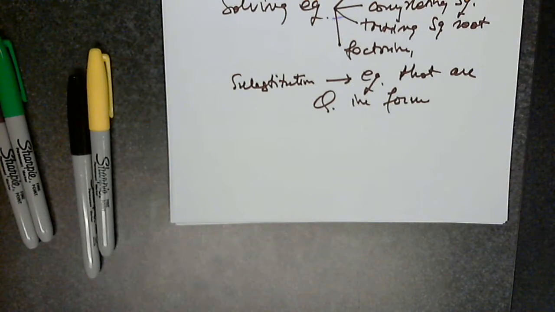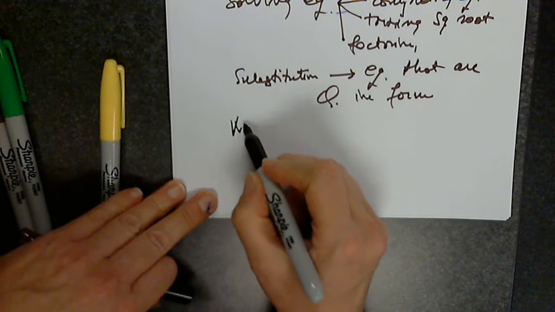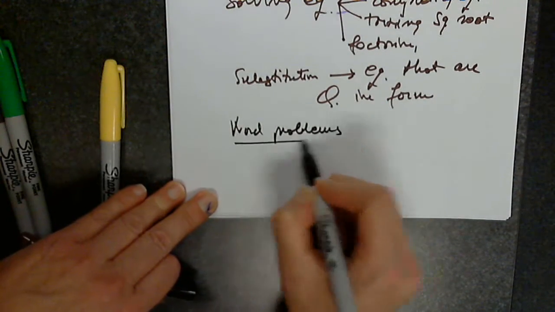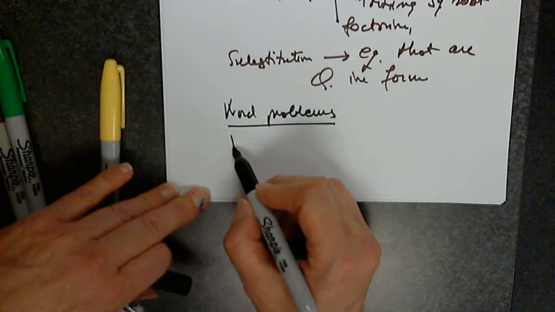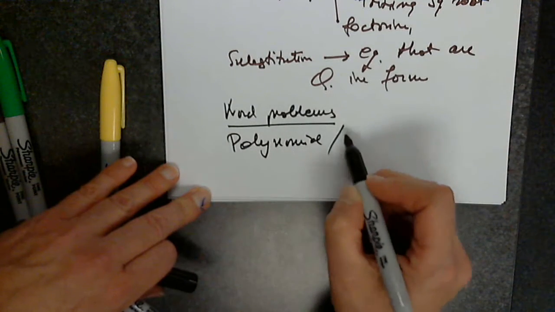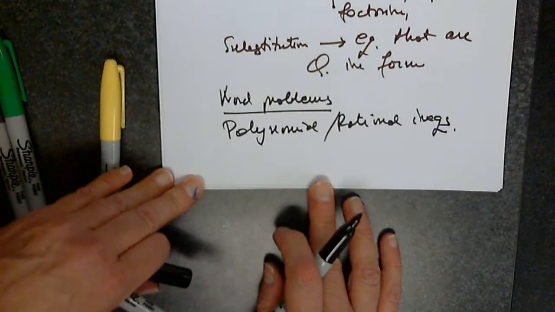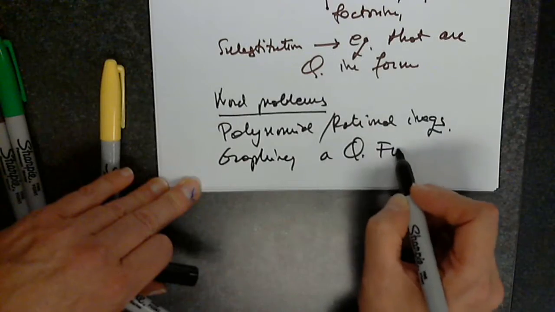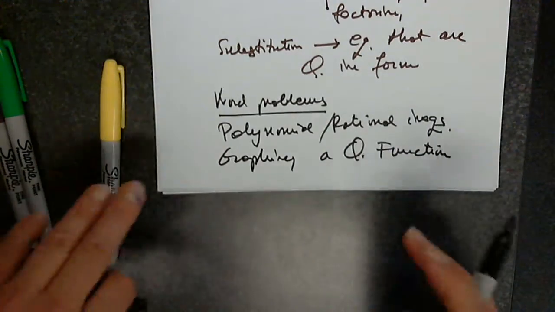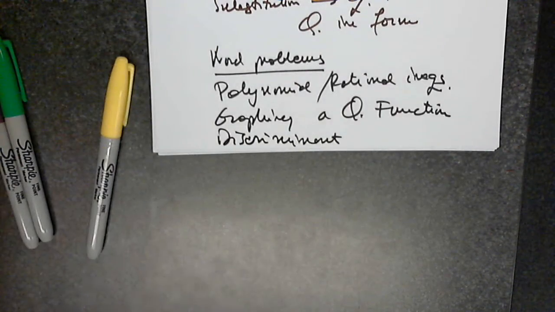Okay. Then, word problems. All of them involve a quadratic function. Inequalities, polynomial and rational inequalities. Graphing a quadratic function. Discriminant, and how it reflects into the graph of a quadratic function.